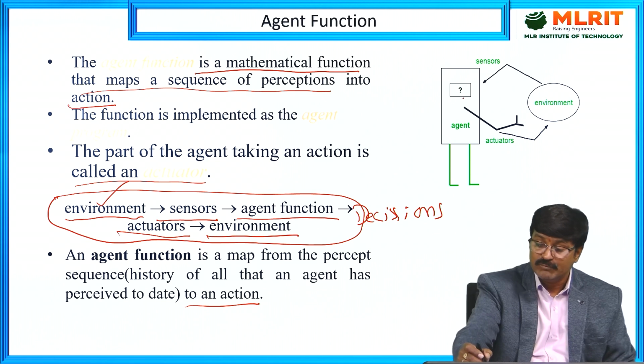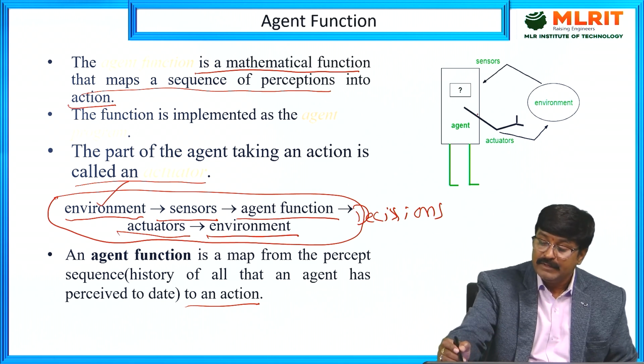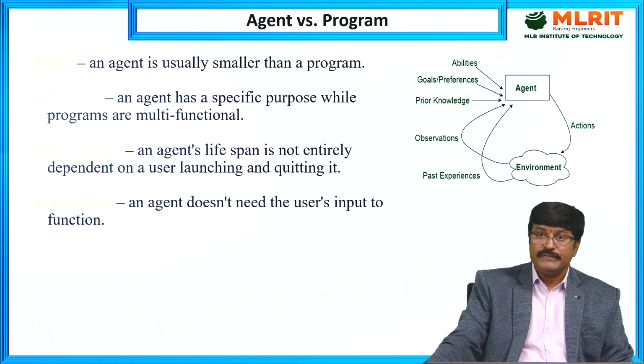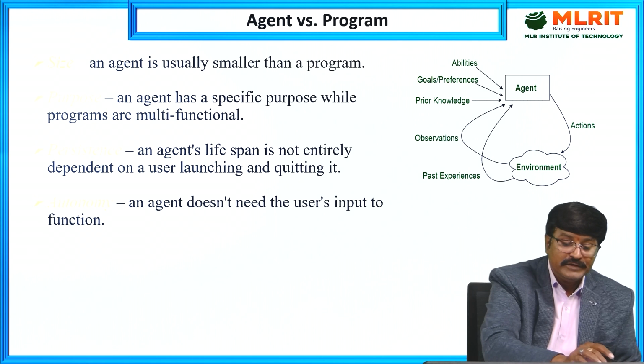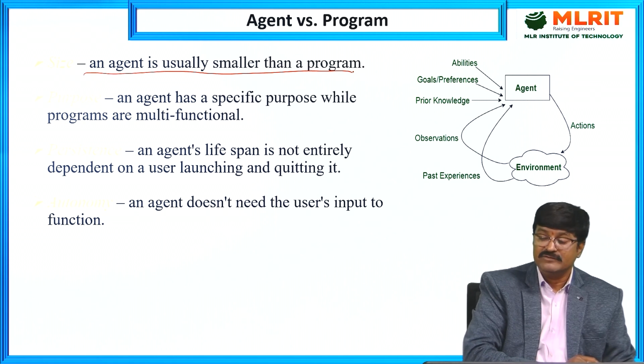The agent and its program: that program maps the environment perceptions to decision making. So that is the main function. So here, agent versus program. What is the agent? What is the program? A program is code. In terms of size, an agent is usually smaller than a program.